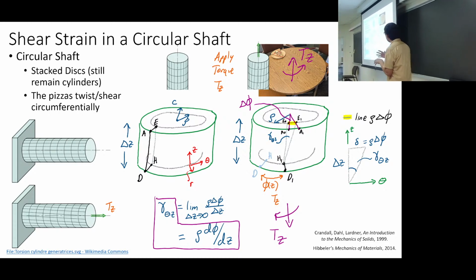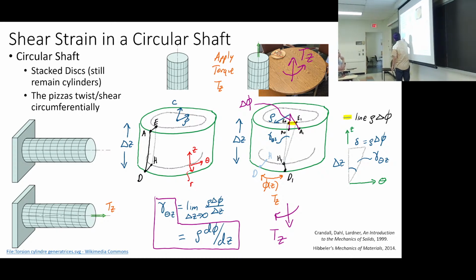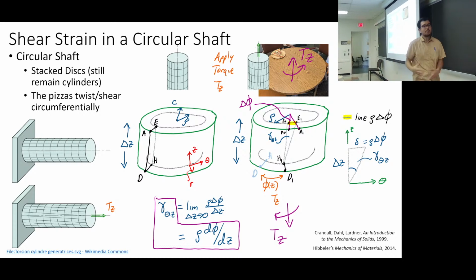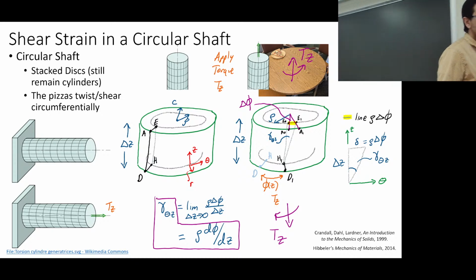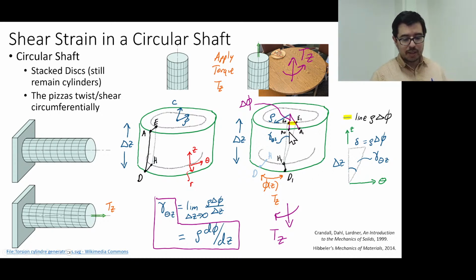The bottom of the pizza is over here, and the top of the pizza is over here. I'm twisting this direction. The bottom of the pizza has twisted because of everything before it. It's twisted some amount phi. What's happened to the top of the pizza? Well, the top of the pizza twists a little bit more. Twist and shout. It's shouting and twisting a little bit more.